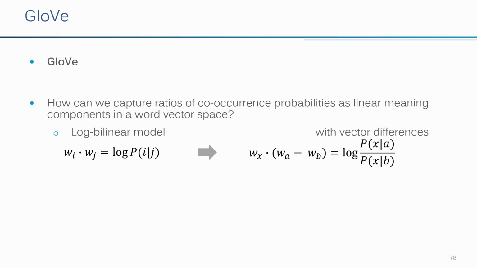So how can we capture the ratios of co-occurrence probabilities as a linear meaning component in a word vector space? If we can make the dot product, in this case right here, of the vector representation equal to the log of the co-occurrence probability, in the vector difference that we have, we get the ratio of co-occurrence probabilities. So if we are able to equal this dot product with the log of the probability of these words, we can use this to calculate this ratio, which we're trying to obtain as we saw before.